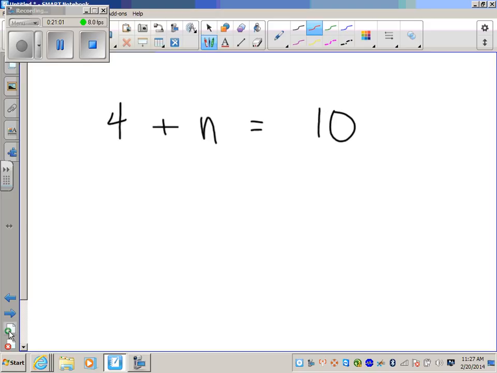Or just subtract 4, we'll subtract it from both sides when we do that. So if I have 4, I take 4 away, what's left? Just my n, right? Take 4 away, what's left? Plug it in. 4 plus 6 is a 10. Therefore, that's my solution.